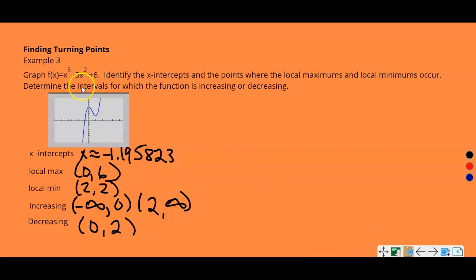All right, let's check and make sure we've done everything. So it says to graph it. We did graph it. Identify the x-intercepts and the points where the local maximum and local minimums occur. We did that. Determine the intervals for which the function is increasing or decreasing, and we have done that as well. So that's all for example 3.